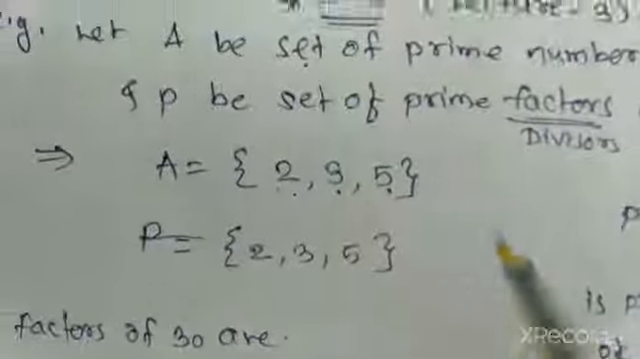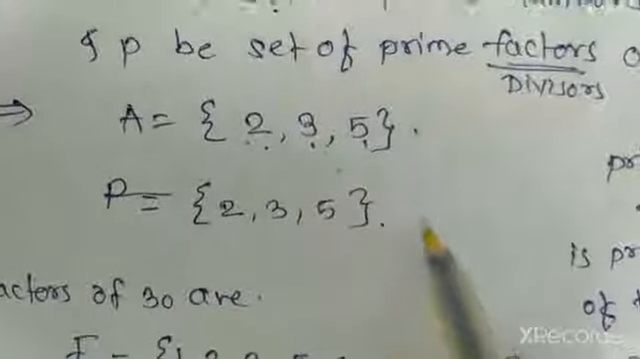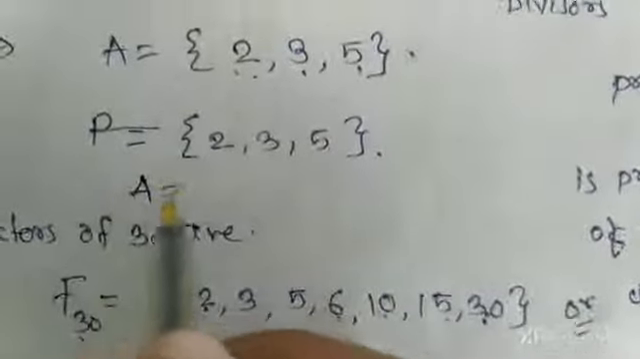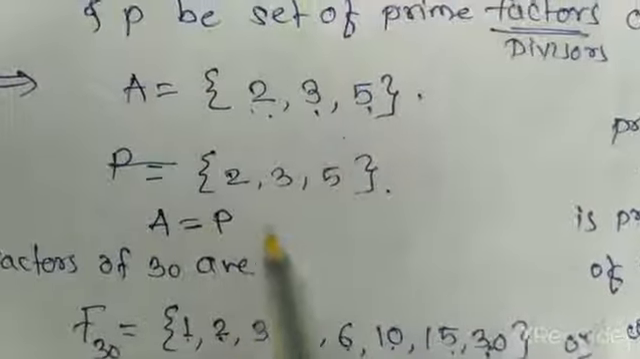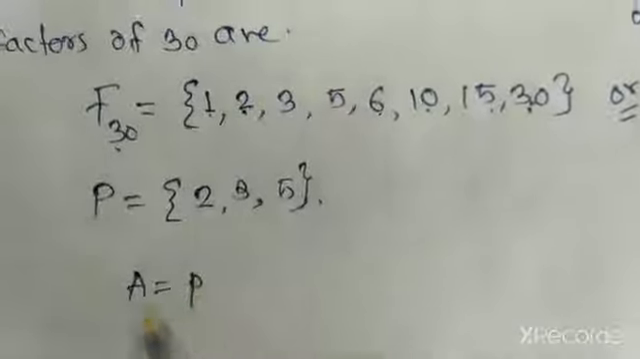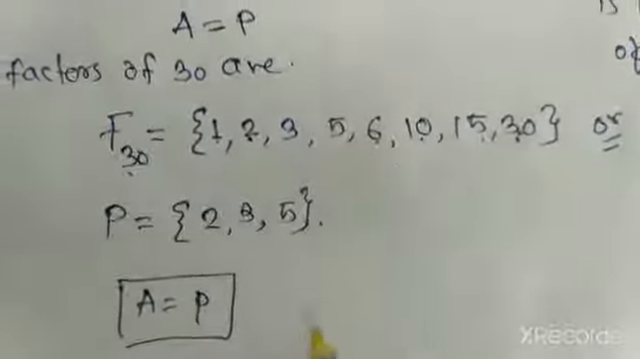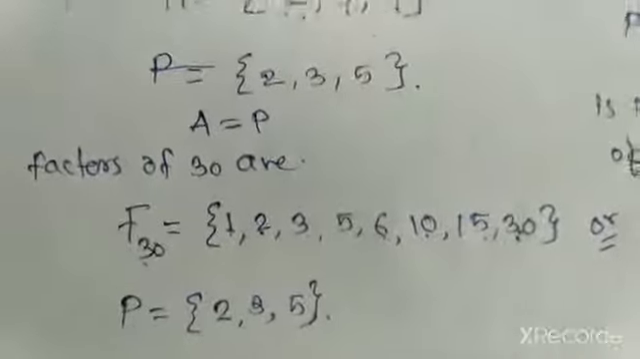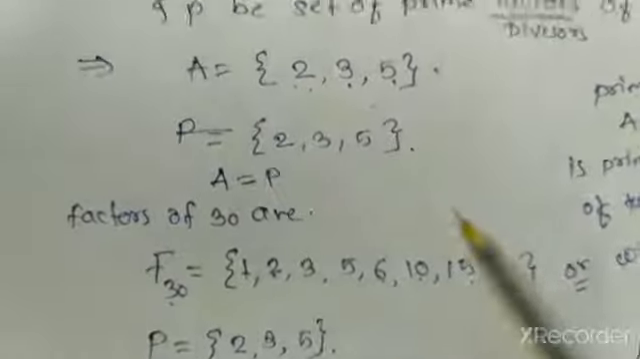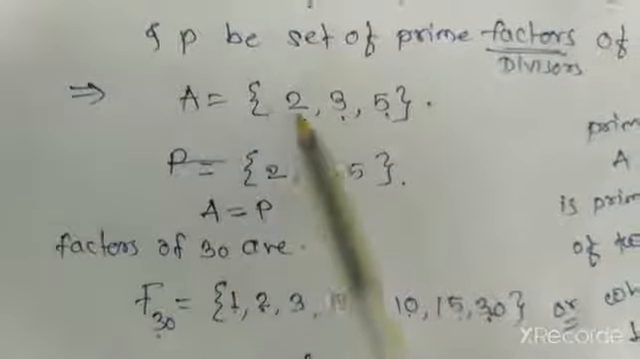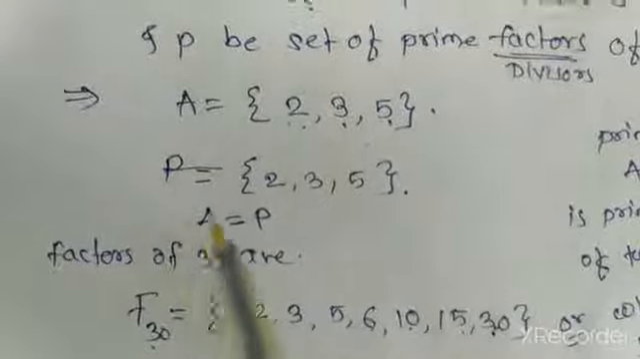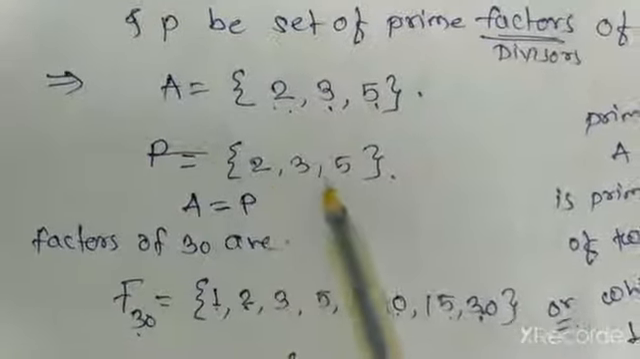Now these two sets: A is equal to P. Both are the same set, so it satisfies the definition of equal sets, because in set A there are the elements 2, 3 and 5, and in set P also there are 2, 3 and 5.